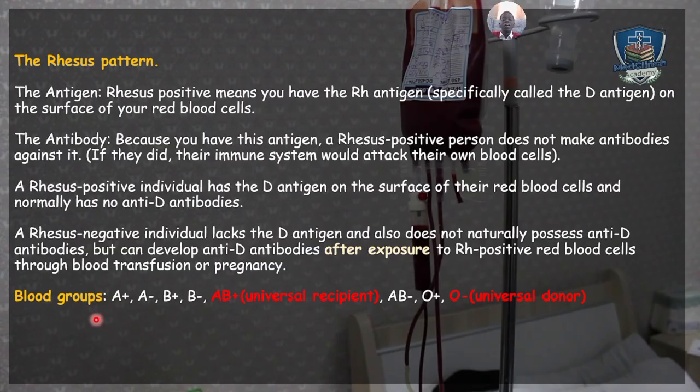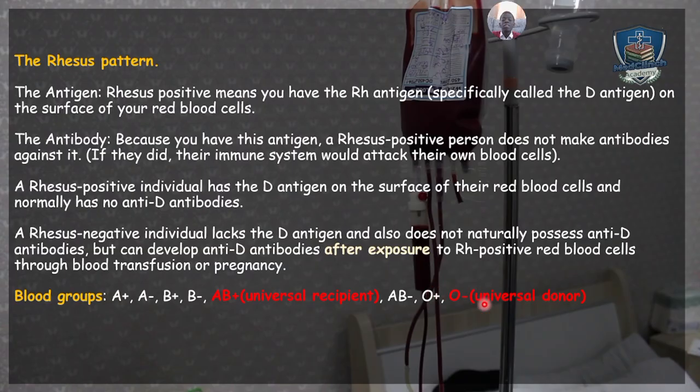Now, this being said, we can denote the blood types based on the rhesus, and this will create 8 groups. So we have A positive, these are blood group A who have the rhesus antigen. A negative, these are blood group A who lack the rhesus antigen. And the same applies to blood group B: B positive, B negative, AB positive, AB negative, O positive, and O negative.